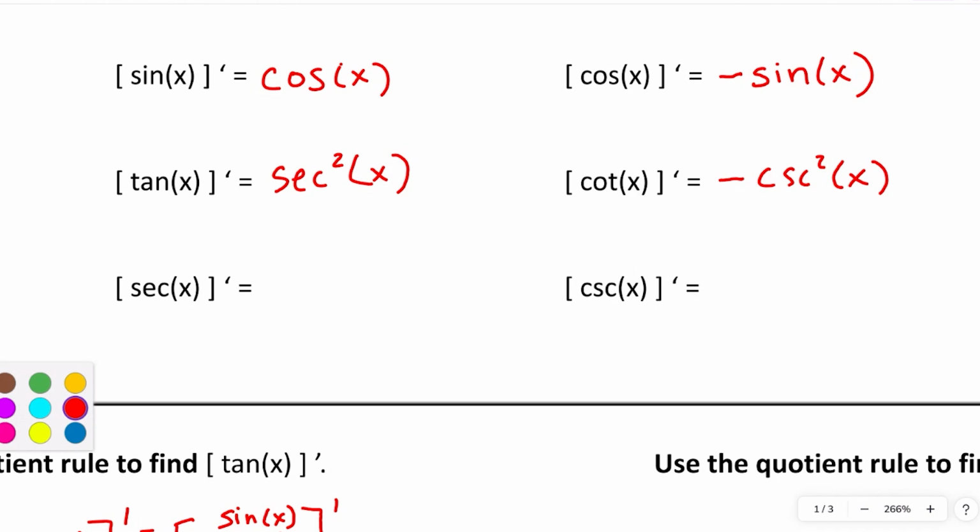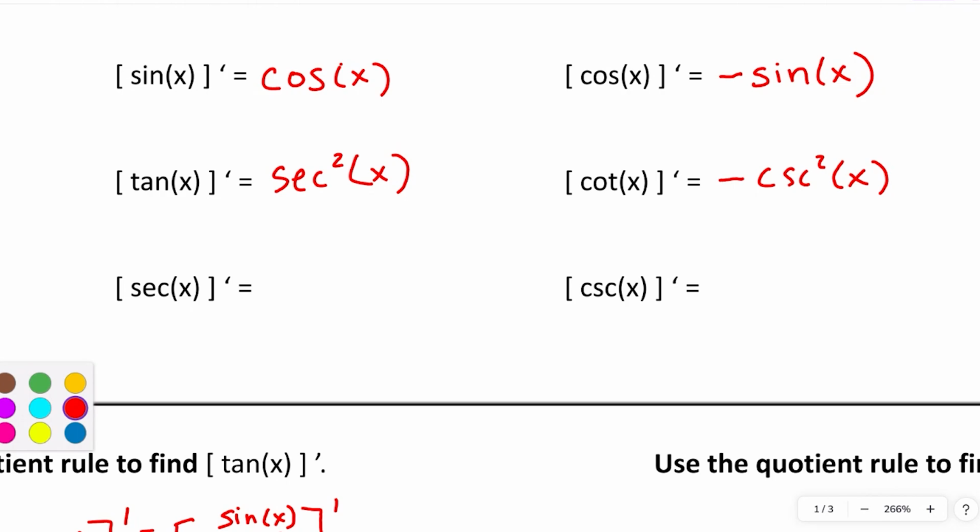I just want you to take a minute to look at the relationship between the derivatives we have up here and see if you're noticing any patterns. I don't know if we know everything yet, but there seems to be some kind of pattern brewing here.